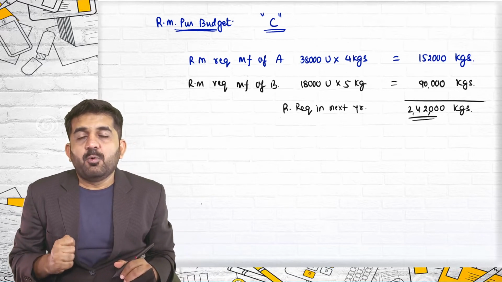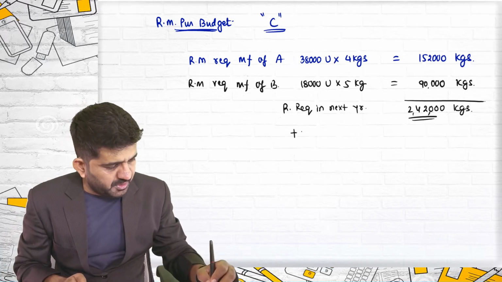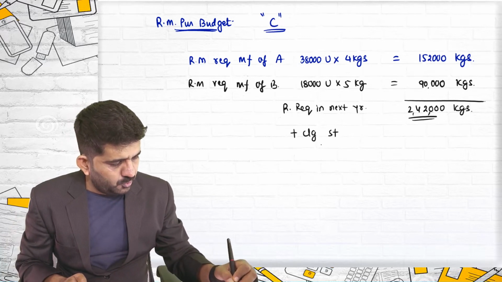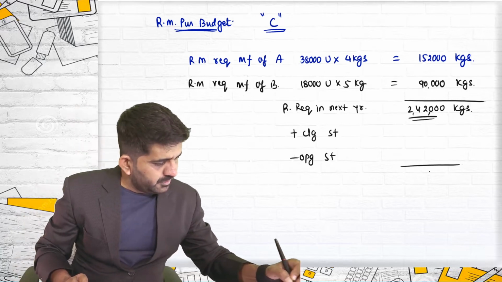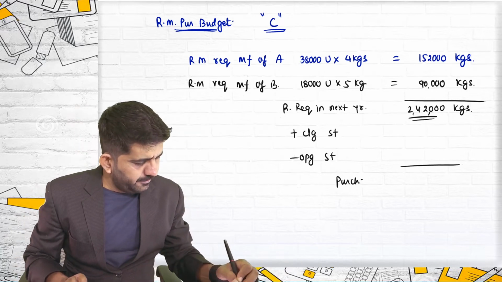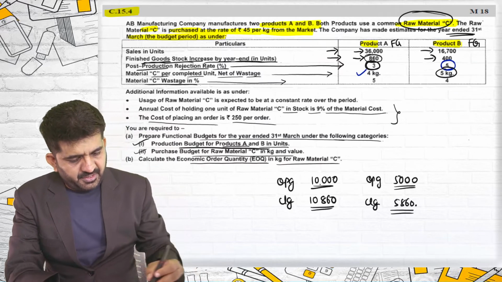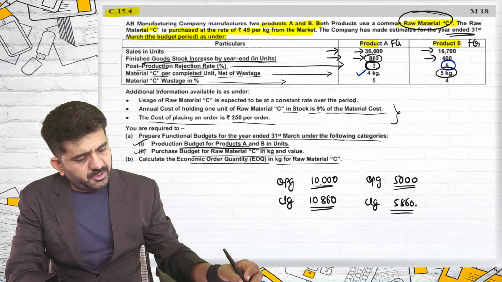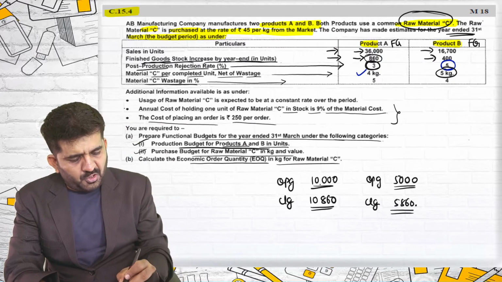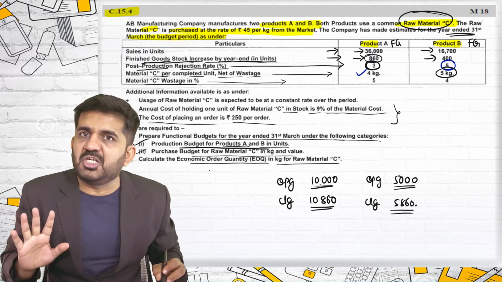Now sir, what is the opening stock of raw material and closing stock of raw material? Because we do this: plus closing stock minus opening stock, this will be my purchase. But in our full question, nothing like this is given. Usage of raw material C is expected to be at a constant rate over a period. Annual cost of holding, this is something else. So no opening and closing information is given.